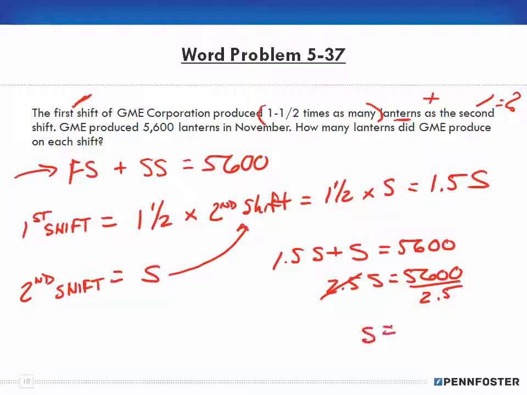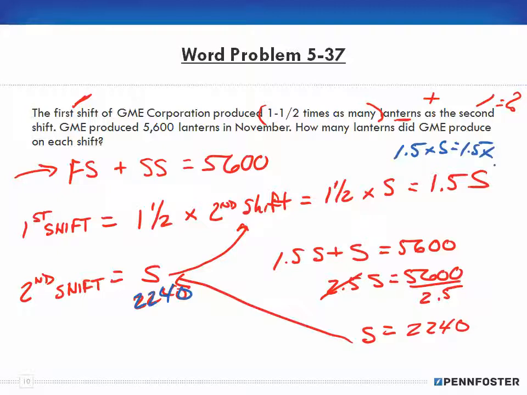And so s ends up being, let's see here, do the math, 5,600 divided by 2.5 ends up being 2,240. Okay, so we know the second shift is 2,240. And the first shift, which is 1.5 times s, or 1.5 times the 2,240, so that's 2,240 times 1.5. That ends up being 3,360 for the first shift.